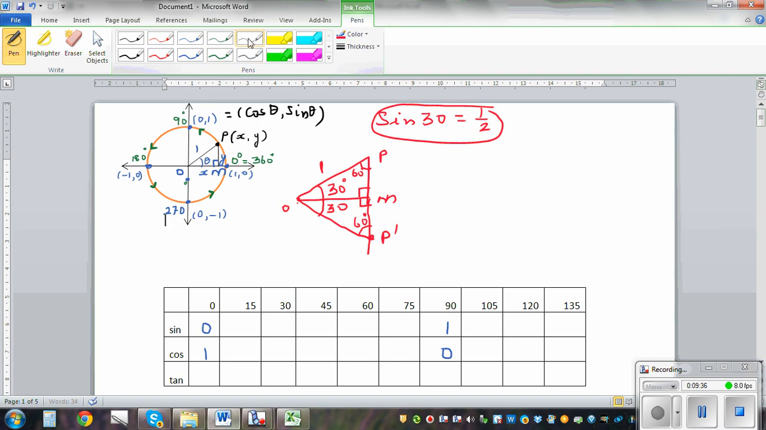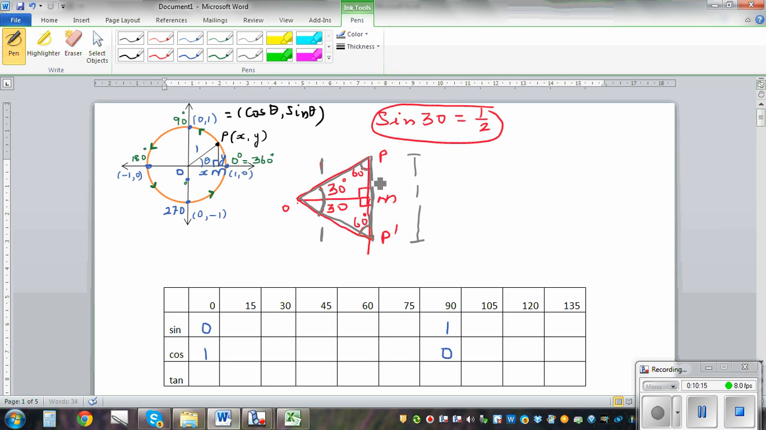So what have we got? Now we have got an equilateral triangle of 60, 60, 60. As it's an equiangular triangle, all the angles are 60, so it has to be equilateral. So if OP is 1, OP dash is also going to be 1, and if OP dash is 1, this PP dash is also going to be 1.